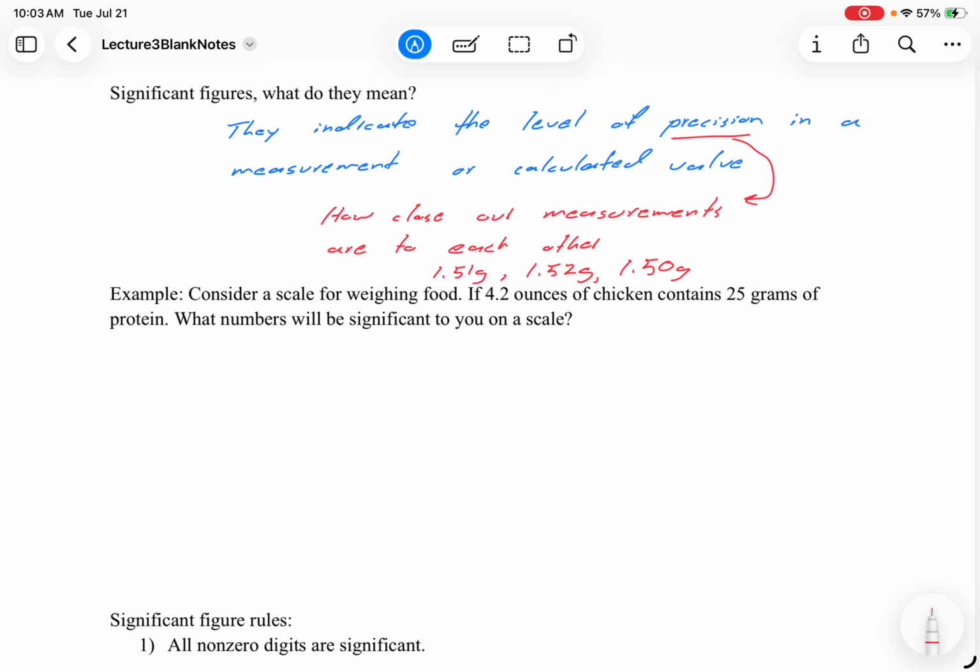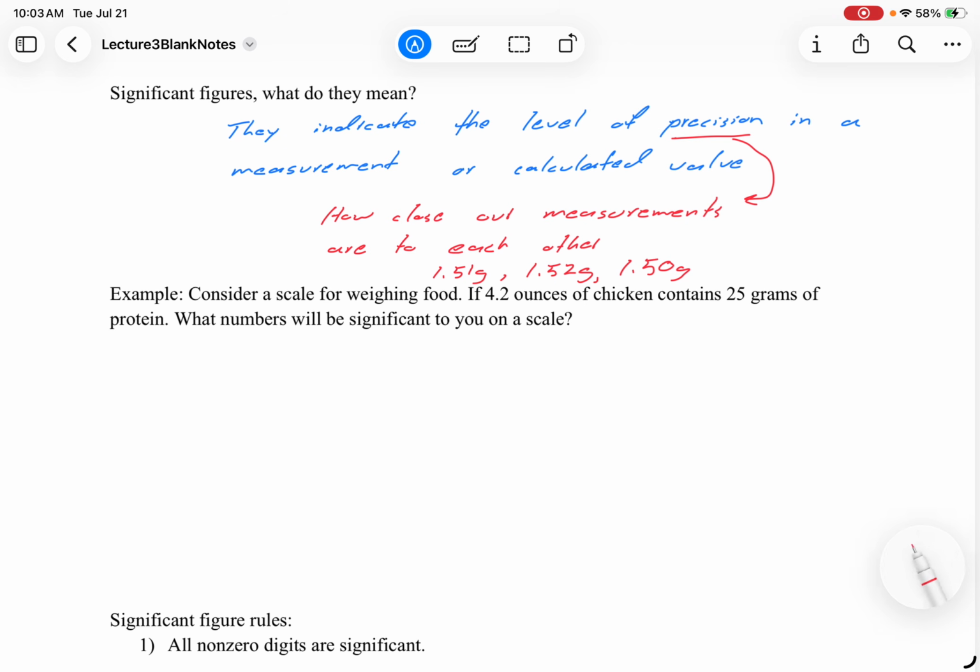Just ask yourself that question. Just pretend you're super strict on your diet. You really want to know what you're eating, what you're consuming, protein, all that good stuff. You really want to know that, and you start weighing your food. What do you care about?